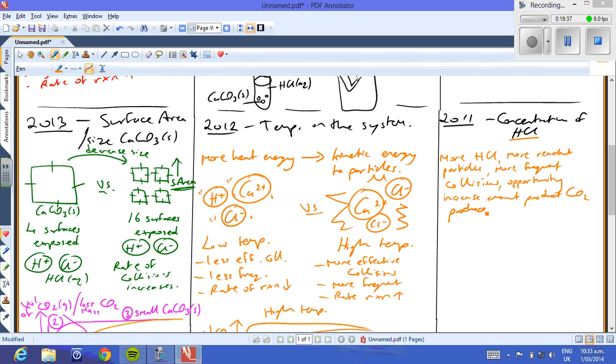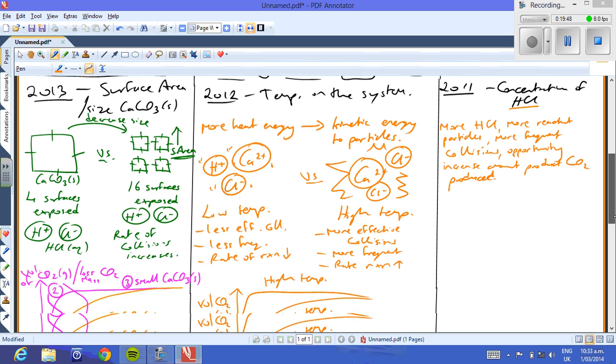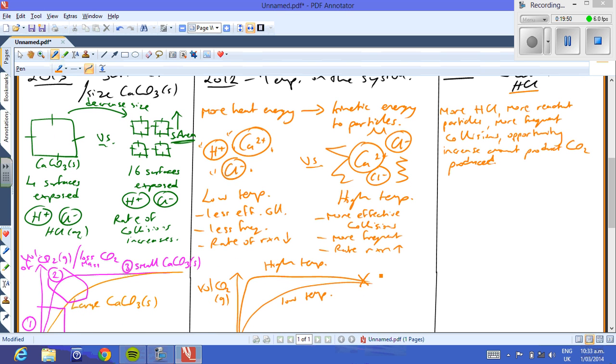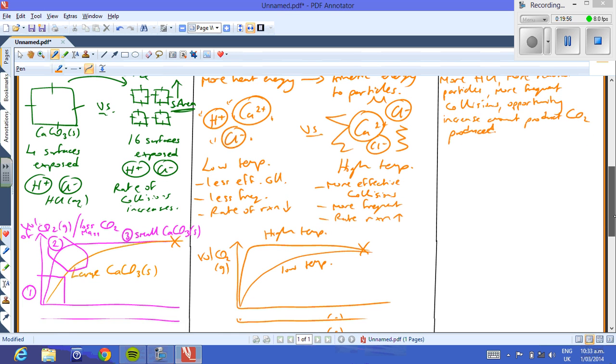In the other two cases, we didn't change the quantities of the calcium carbonate, or the temperature wasn't changing the quantity of either of the reactants, so you still get the same amount of carbon dioxide, and you can see that both graphs finish with the same amount right there. But the graph for this situation with extra hydrochloric acid should give you slightly more CO2.